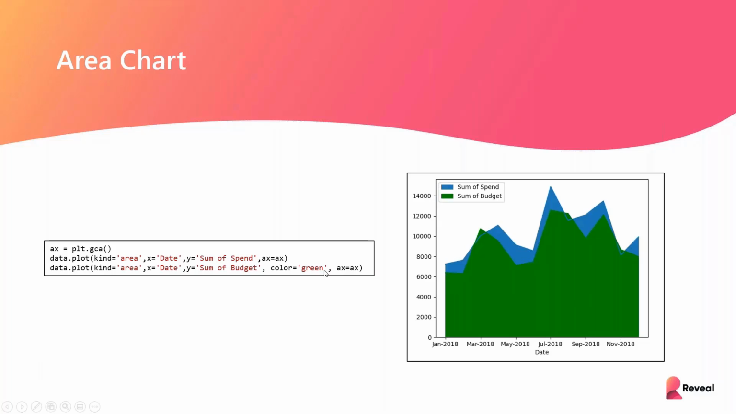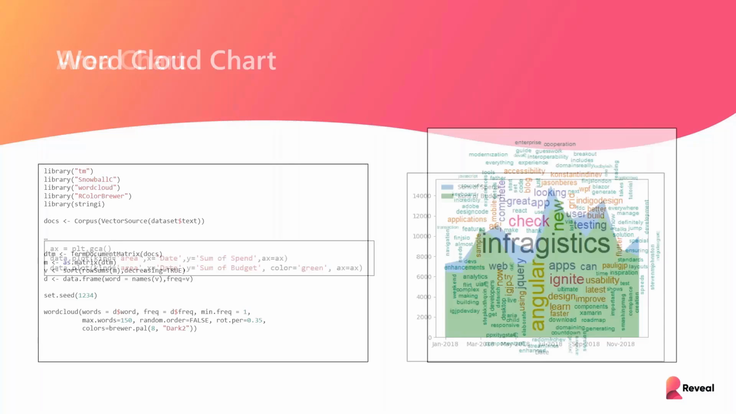And you also notice the AX equals AX, that's my legend. So sum of spend and sum of budget. If I don't want to show a legend, I would just get rid of that. And how would you know all this? Well, you would just go to the documentation for Python charts, and it'll tell you exactly all these variables. I'm going to show you some of that documentation in my demo.